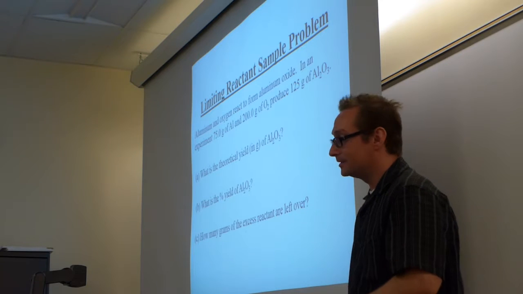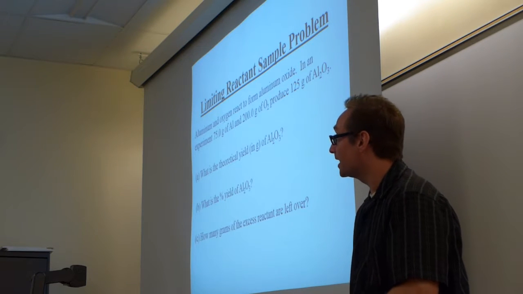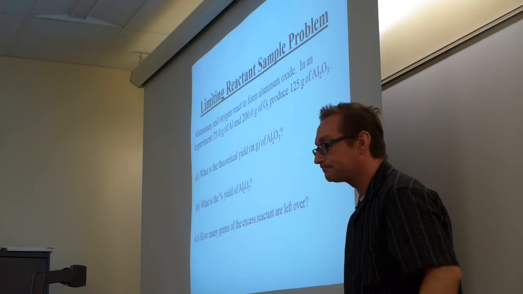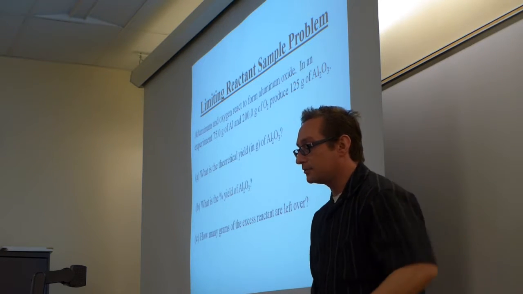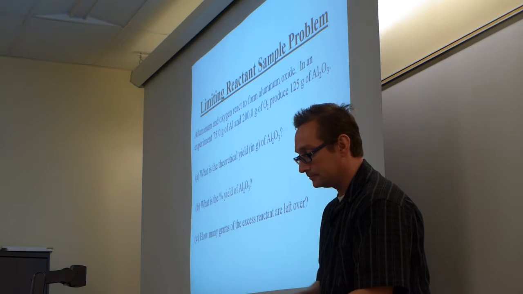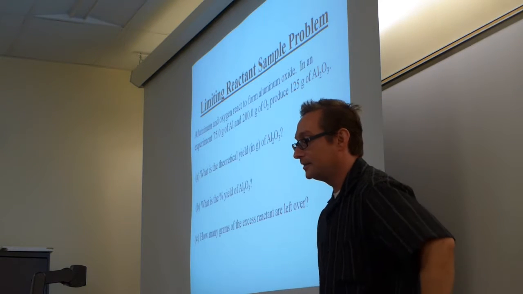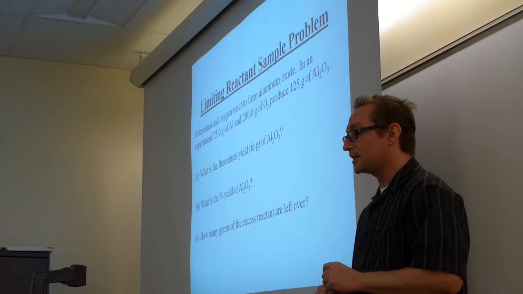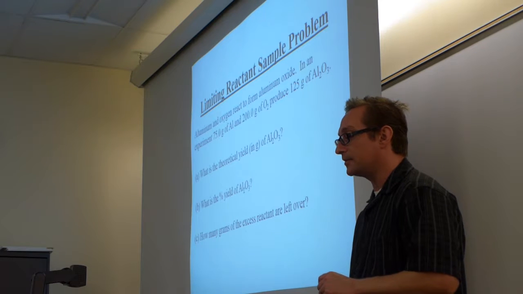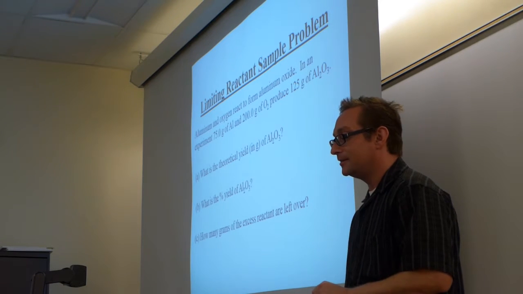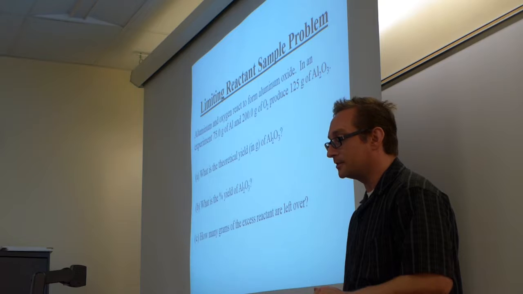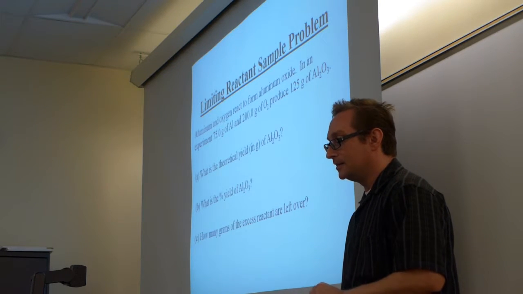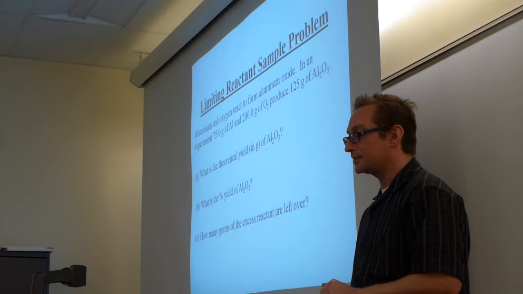Here's a sample problem. Try to do as much as we can in the last 10 minutes or so. Aluminum and oxygen react to form aluminum oxide. In an experiment, 75 grams of aluminum and 200 grams of oxygen produce 125 grams of aluminum oxide. A, what is the theoretical yield in grams of aluminum oxide? B, what is the percent yield of aluminum oxide? And C, how many grams of excess reactant are left over?